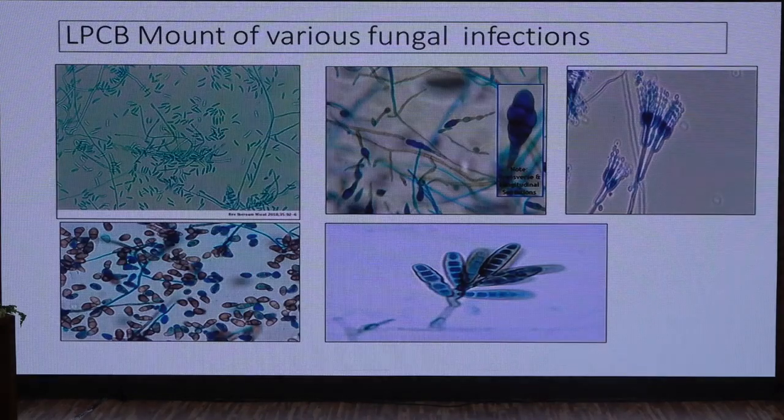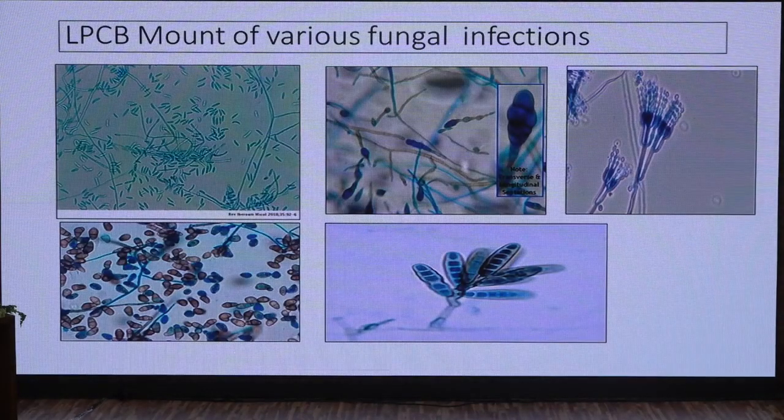These are the LCB mounts of various fungal infections. We can see microconidia of Fusarium. This is Alternaria showing conidiophores with transverse and longitudinal septae. This is the brush border appearance in cases of Penicillium infection. This is Curvularia, and this is Bipolaris.